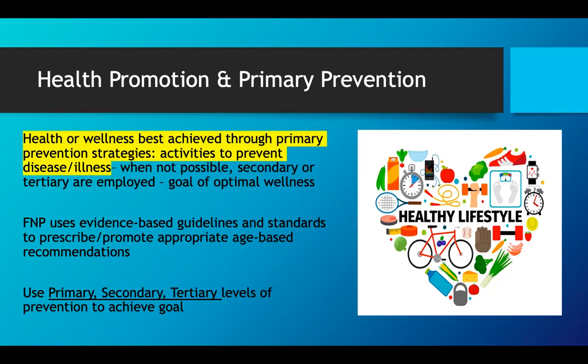Now, super important. There are 3 levels of prevention. We have the primary prevention, which is the prevention of disease. We have secondary prevention, which is early screening and detection of the disease. And then we have tertiary prevention, the restoration of health after illness or disease has occurred.